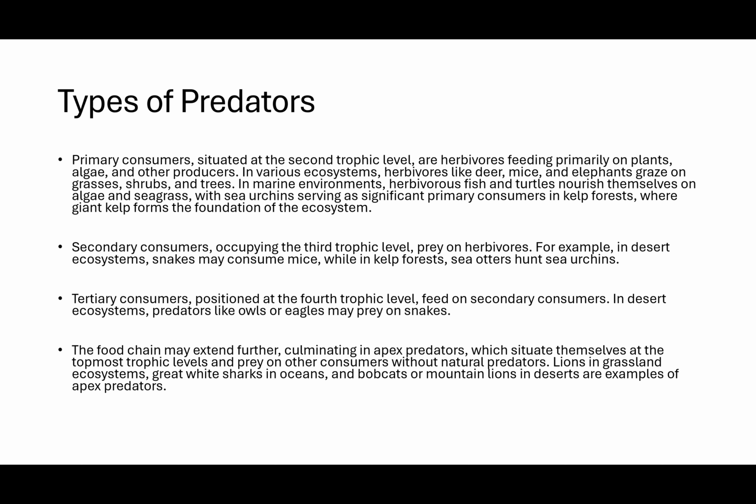So lions in grassland ecosystems would be an example of an apex predator. A great white shark, within the general oceans, within the lower Atlantic and the Pacific, they're really frequent there. Bobcats or mountain lions in deserts are examples of apex predators within their own ecosystem. They occupy the highest trophic level.